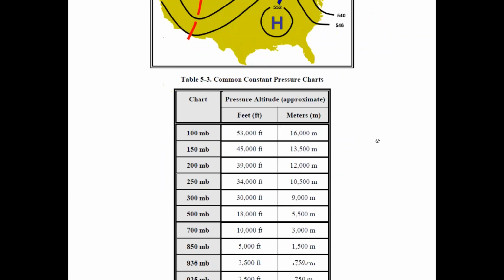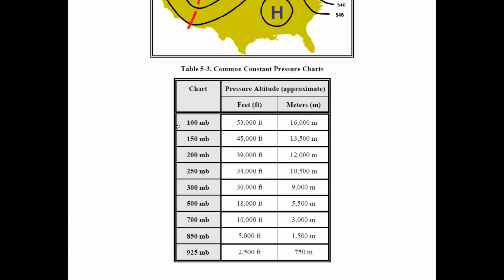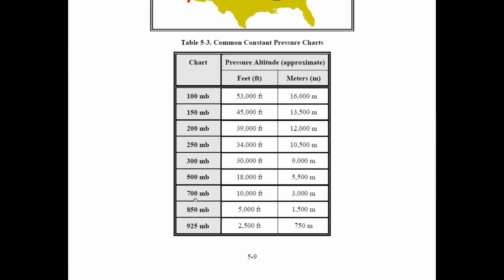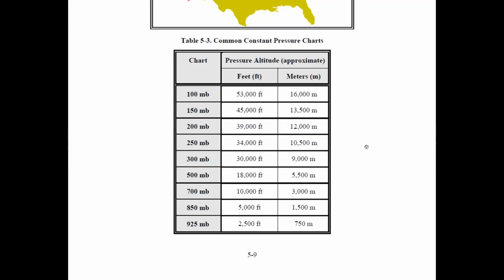But this next little thing is showing the relation in how many feet. 500 millibars is roughly 18,000 feet. So this isn't stuff that we really care too much about.